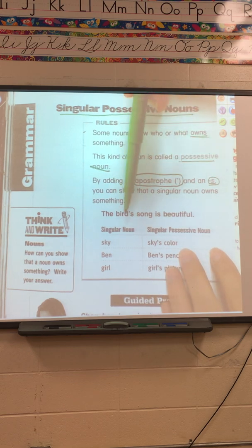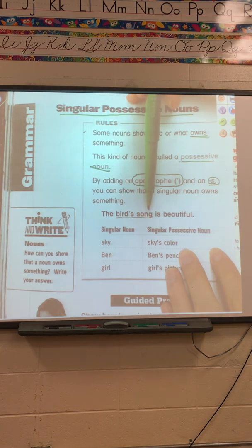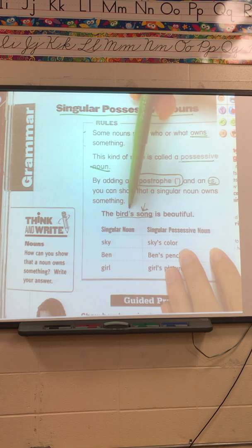It is an apostrophe. So by adding apostrophe and then an S, you can show that a singular noun owns something. The bird's song is beautiful. What is the bird owning? The bird is owning the song. It is in possession of. It is his song. So do you see that apostrophe S? Right here, you see the apostrophe S?